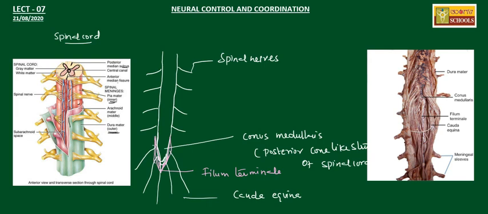Now coming to the right side, I told you that the spinal cord ends with the conus medullaris. Here you can see the conus medullaris, and from that there is an extension of the meninx called the filum terminale. From the end you can see a lot of nerves arising, and they all constitute the cauda equina. So this is all about the spinal cord.